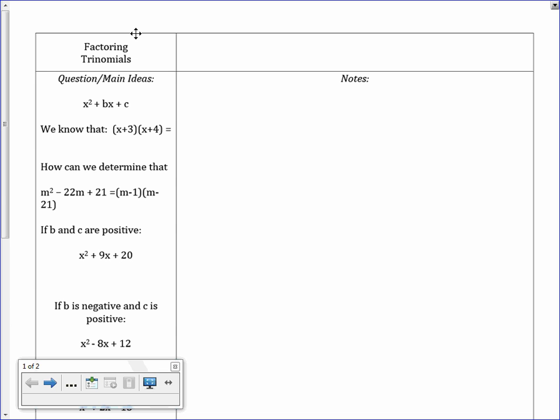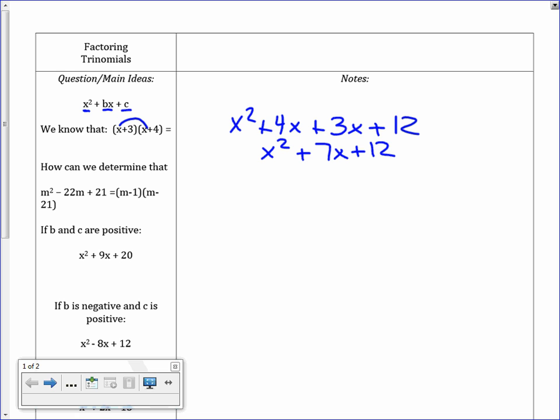Okay, so today what we want to talk about is factoring trinomials. A trinomial, we say, is in the form of x squared plus bx plus c. So we already know that x plus 3 times the quantity x plus 4 is x squared plus 4x plus 3x plus 12, or x squared plus 7x plus 12. We already know that, okay?